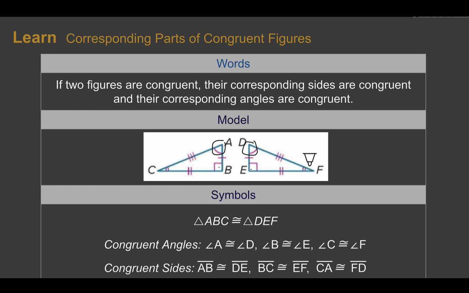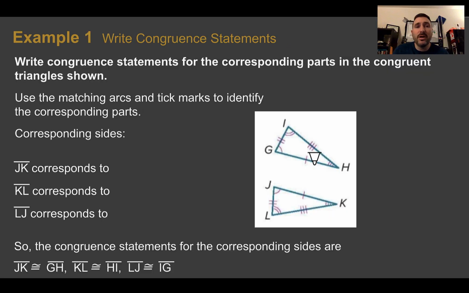For the sides, we look at the tick marks. So side AB is the same as side DE. They both have 1 tick. BC and EF both have 2. And CA and FD both have 3 tick marks. Example 1, write congruent statements. So write congruent statements for the corresponding parts in the triangle shown.